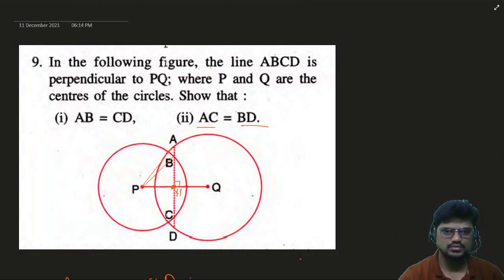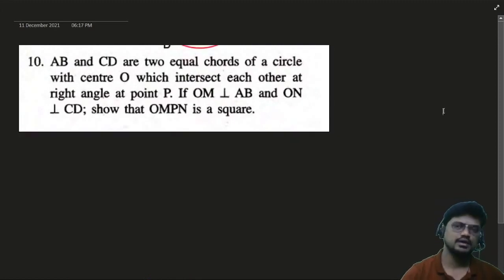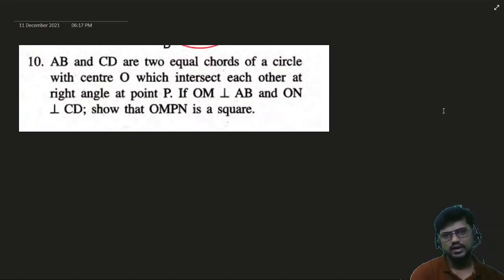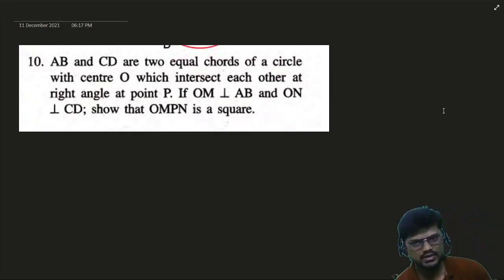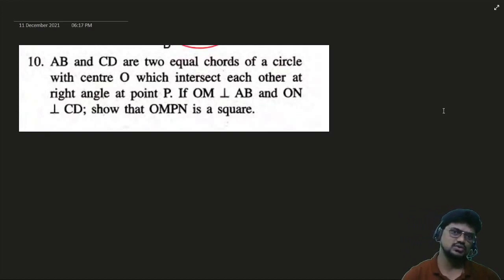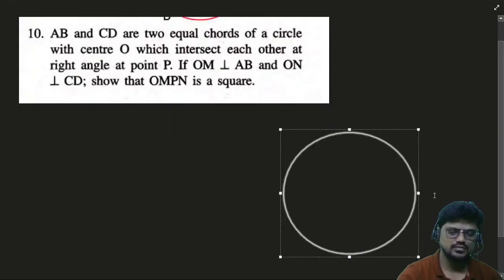The last one now. AB and CD are two equal chords of a circle with center O which intersect each other at right angle at P, and OM is perpendicular to AB and ON is perpendicular to CD. Show that OMPN is a square. Now the diagram is not given in this case. We have to draw the diagram.